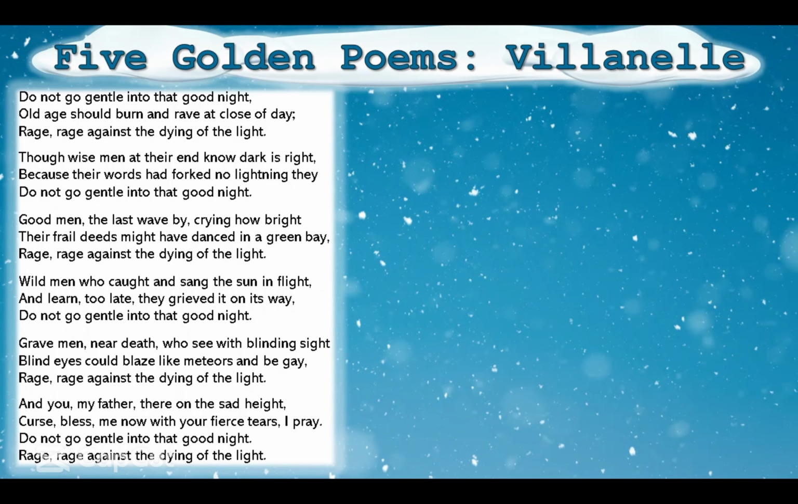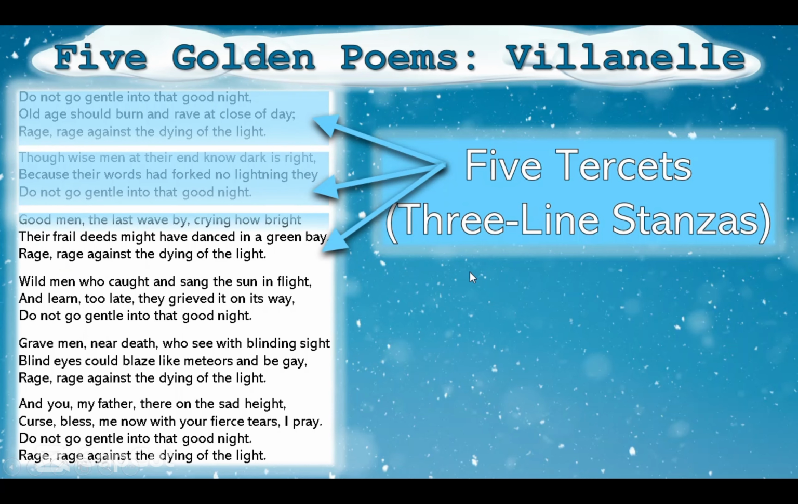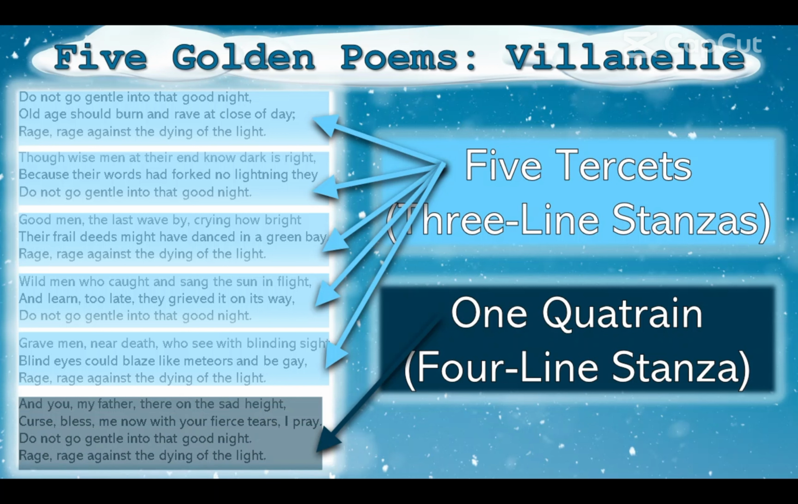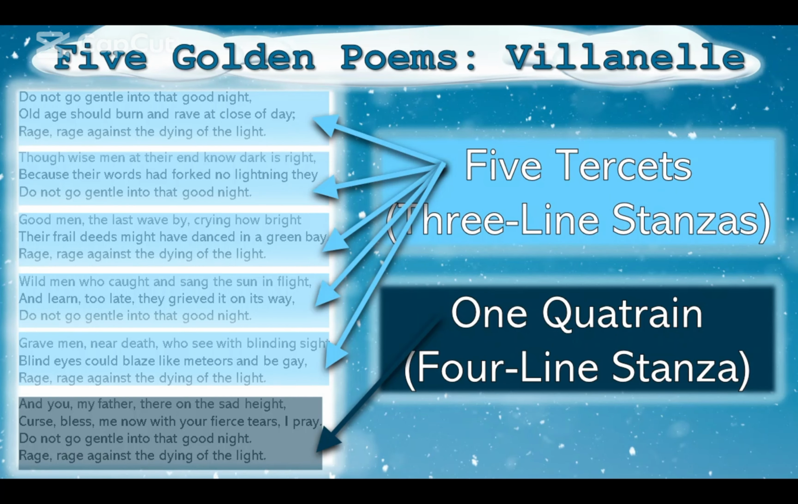Let me show you. So a villanelle, the first thing I said was that it has 5 tercets or 3-line stanzas. Look, 1, 2, 3 lines, 1, 2, 3 lines, 1, 2, 3 lines, 1, 2, 3 lines, 5 times. So 5 tercets, and then a quatrain. The last stanza has 1, 2, 3, 4 lines. So all the rest of them have 3. The last one has 4. The first thing that a poem has to have to be a villanelle are 5 tercets and 1 quatrain. All right, that's thing number 1.